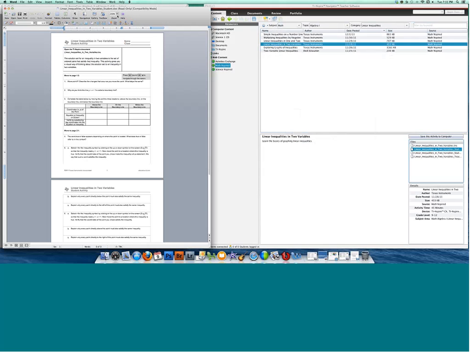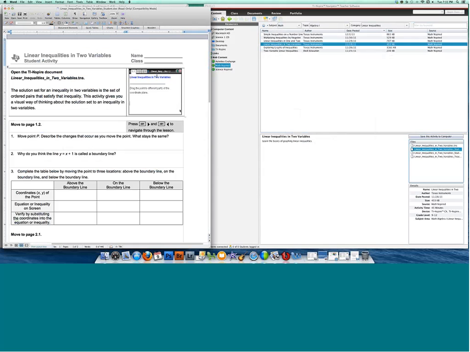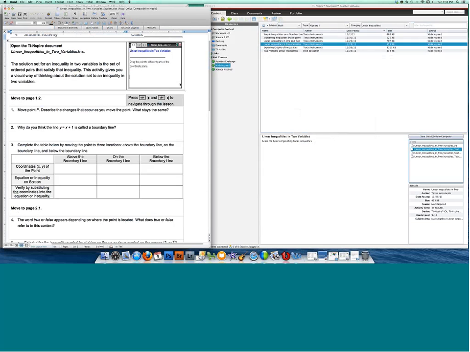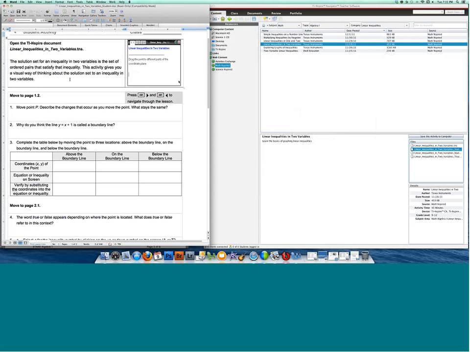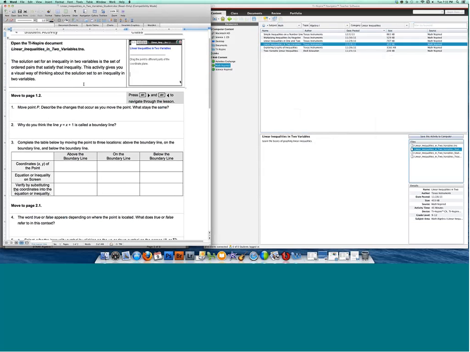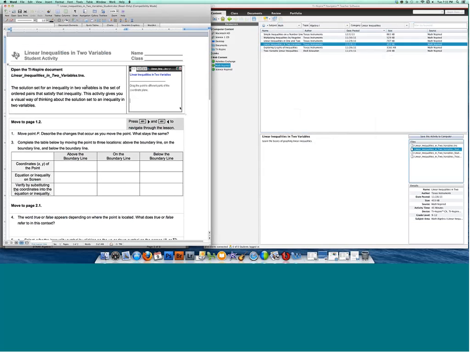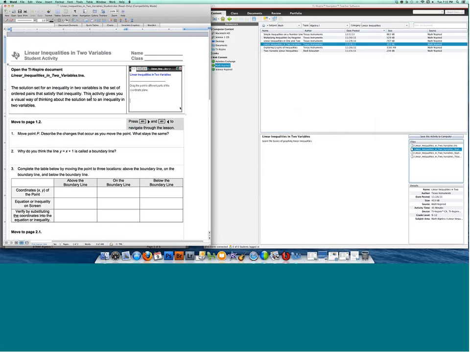So we can see the types of questions the students are being asked and what they're really being asked to do here. In this document, they're going to be exploring linear inequalities. And they do that by dragging some points and moving them around.